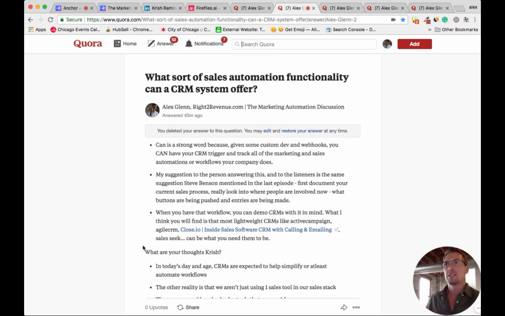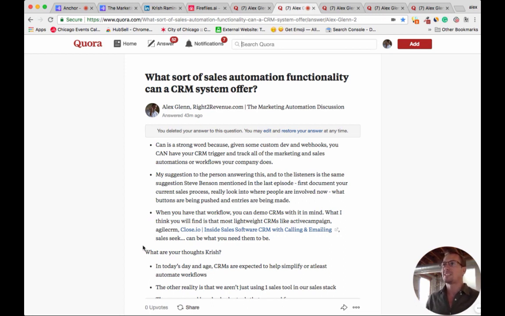First, document your current sales process. Really look into where people are involved, what buttons are being pushed, and what entries are being made. Really dive in deep, map that out. When you have that workflow, you can demo CRMs that you have in mind with that workflow so that you can run through that with their sales engineers.